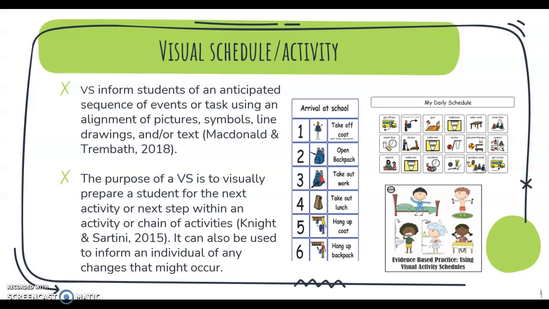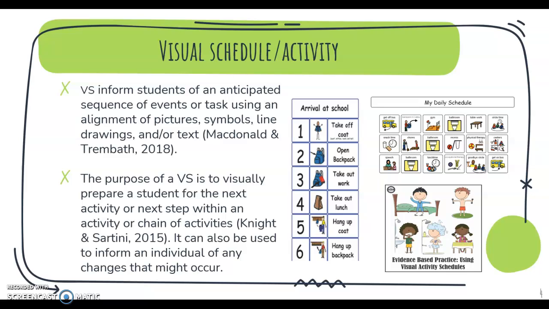Visual schedules are also known as visual activities, and they inform students of an anticipated sequence of events or tasks using an alignment of pictures, symbols, line drawings, and/or text. This can tell individuals where they should be and when they should be there. For example, a sequence of clip art pictures representing each subject or activity happening throughout a single day of the week could be placed chronologically on a student's desk. This schedule would be placed on the student's desk on a Monday, then changed every morning as the week rolls along.